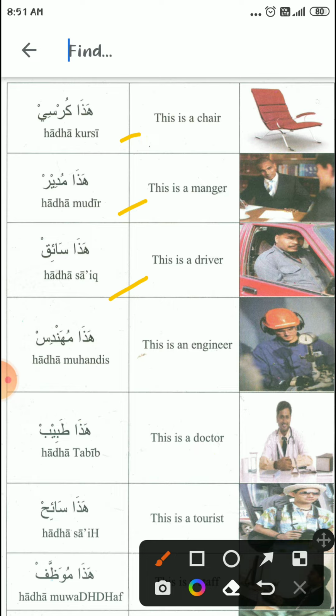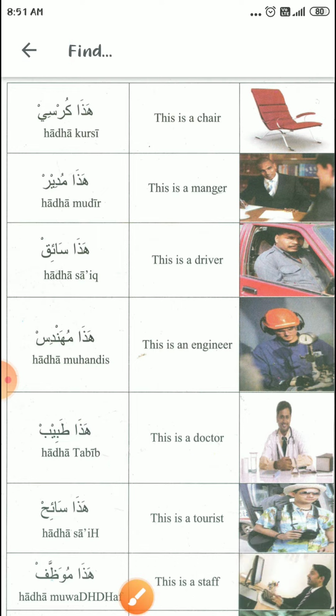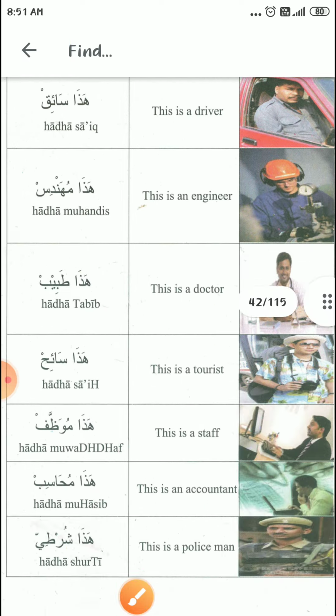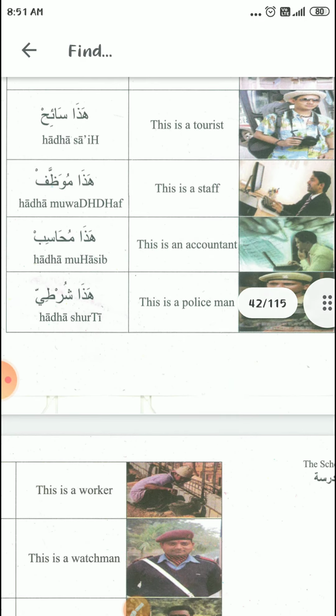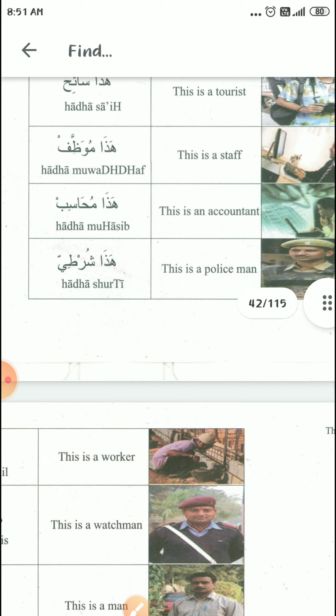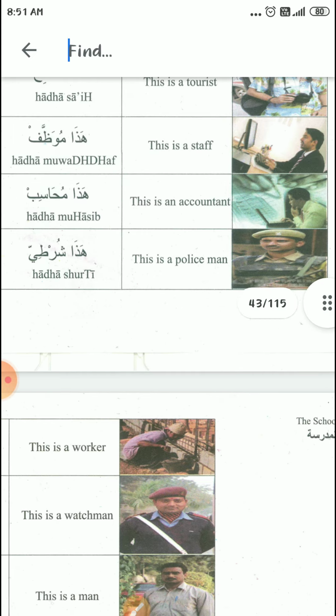Haza muhandis. This is an engineer. Haza tabib. This is a doctor. Haza sa'ih. This is a tourist. Haza muwazzaf. This is a staff. Haza muhasib. This is an accountant. Haza shurti. This is a policeman.